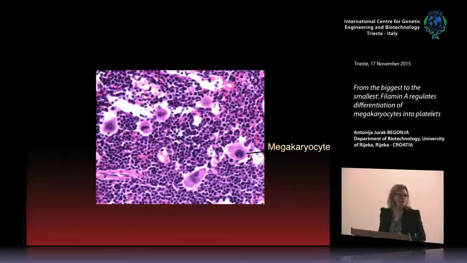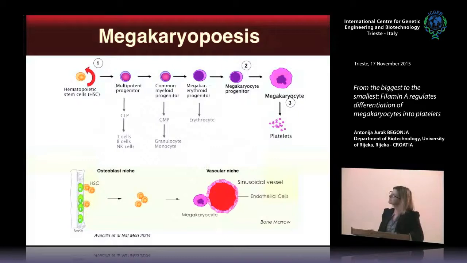Their size can range from 50 microns to 100 microns. And megakaryocytes develop from hematopoietic stem cells in a process called megakaryopoiesis. So this process roughly can be divided into 3 parts. In the first part, it starts with a commitment of hematopoietic stem cells, as a response to certain stimuli, to differentiate into megakaryocytic lineage.